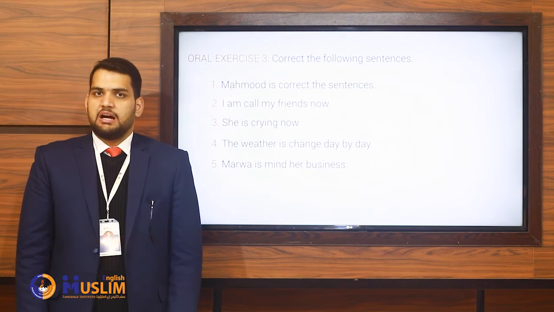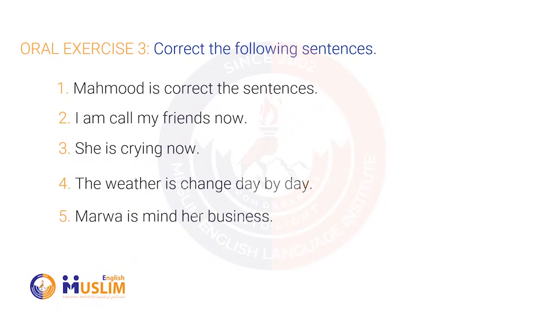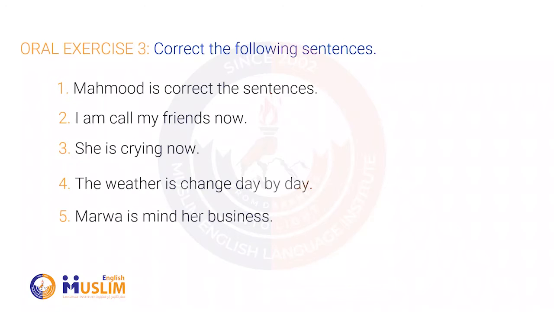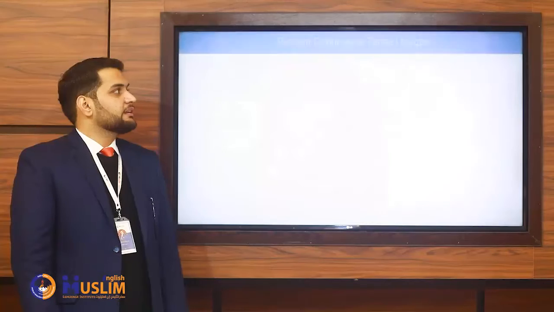Okay, so let me show you how you should do them. Number 2, I am calling my friends now. I am calling my friends now. She is crying now. Now in this sentence, there is no mistake. 4, the weather is changed day by day. The weather is changing day by day. Marwa is mind her business. Marwa is minding her business.